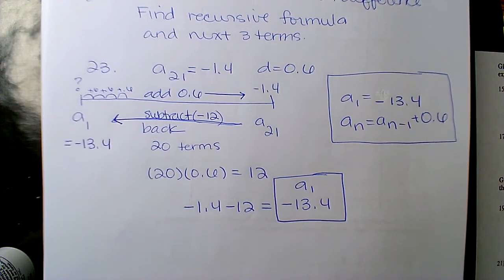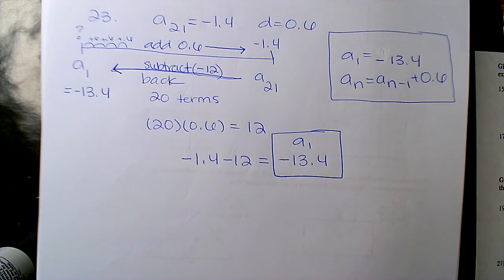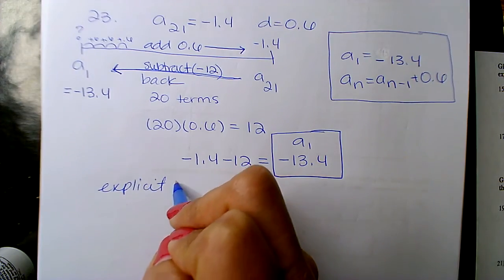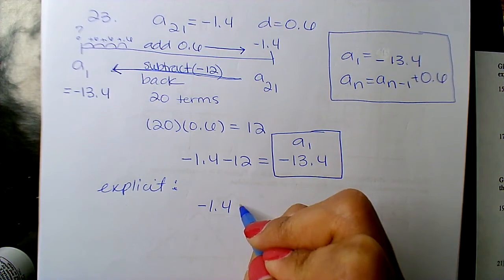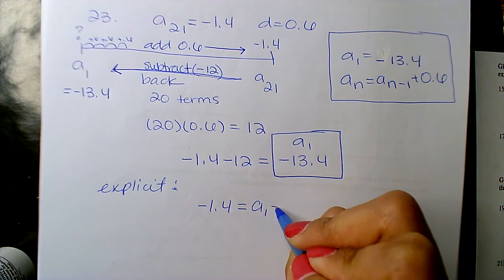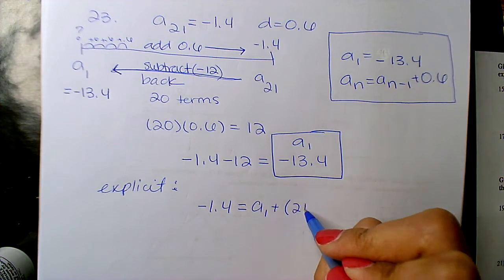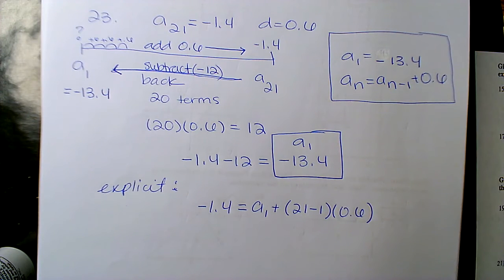explicitly, correctly. How do I do that if I can't come up with it or I'm not too sure? Go to your explicit. You have your 21st term. You know it's negative 1.4. The first term is what you're looking for. You have the 21st term, that's the end value, and you have your common difference. Substitute everything into the explicit formula, and you're going to see those exact numbers that we got, but we did it verbally.